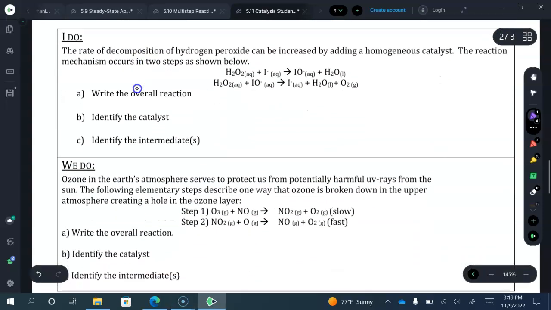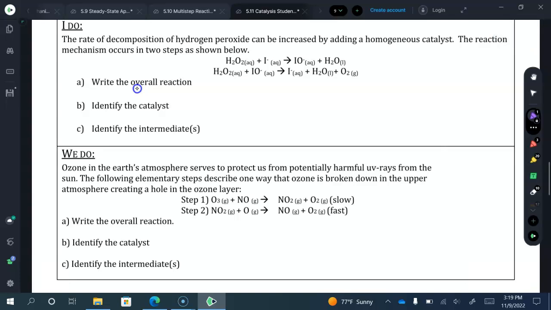Now we identify the catalyst. Now remember, a catalyst is first used and then reproduced. So it should appear first in our canceled out bits as a reactant, and then it's recreated as a product so we can keep using it. And in this case, that is iodide ion. And then our intermediate is the one that is produced and then reused. So it's first a product and then a reactant, and in this case, it is IO minus.